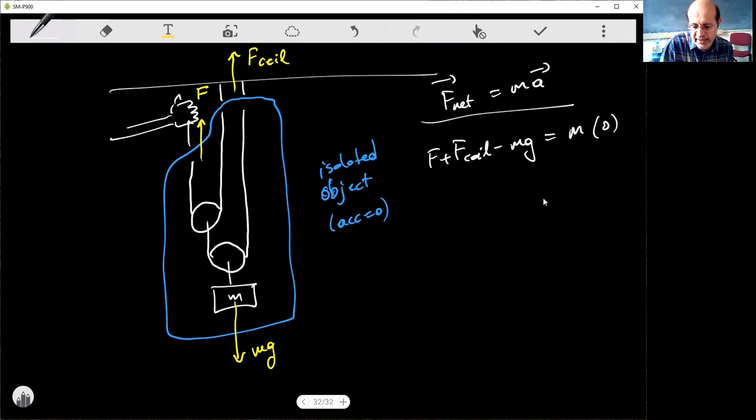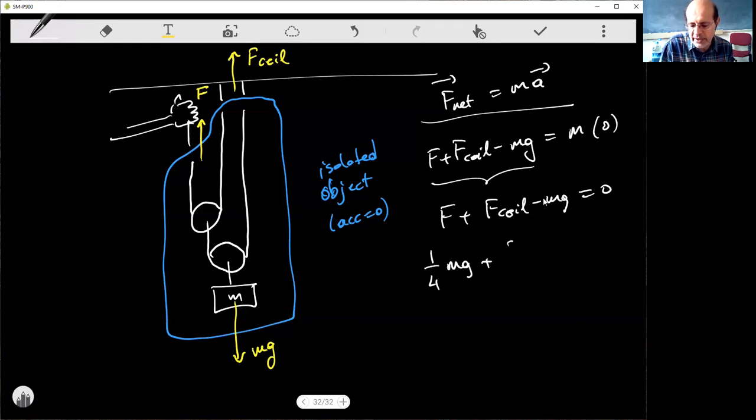So you can check that the left-hand side is equal to 0, minus mg. Because the force applied by the hand is 1/4 mg, the force applied by the ceiling is 3/4 mg, and the force applied by gravity is equal to mg. So somehow, the sum of all of these three forces should become equal to 0.